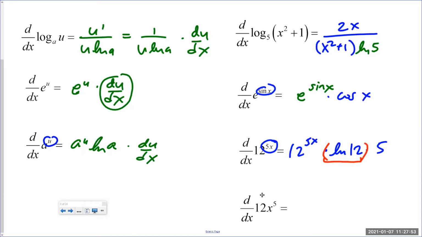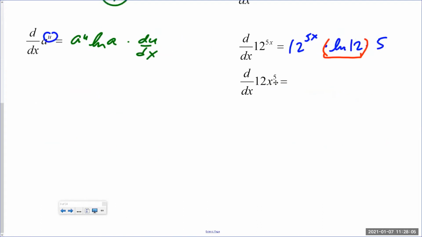And then finally, guys, what's the difference between the derivative of 12 raised to the 5x, and the derivative of 12x to the 5th? Okay. This one is an a to the u problem. Yeah, this one is just a regular power rule. It's not an a to the u problem. Okay, so you guys see the difference, because sometimes it gets confusing. They look the same, but if you have an x in the exponent, you have to do a to the u. If the x is in the base, then you can use the power rule.